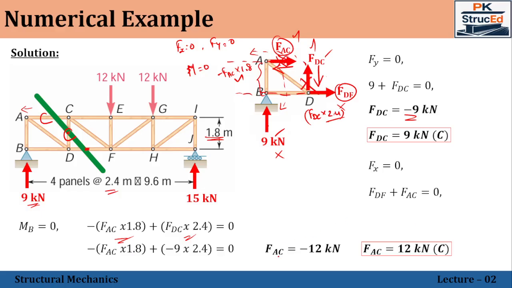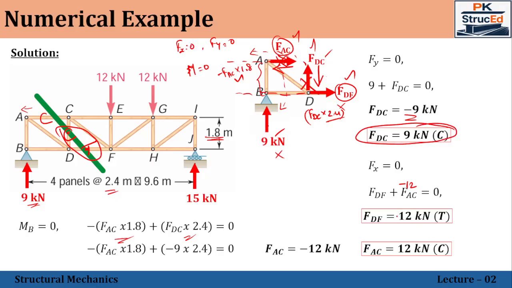Now, substituting the value of FAC in this equation, that is minus 12, we'll get FDF is equal to 12 kilonewton. That is a positive value, which means the assumed direction is correct, which is tension. So these two members only were asked, that is FCD and FDF. FCD is 9 kilonewton, which is compression, and FDF is 12 kilonewton, which is in tension.